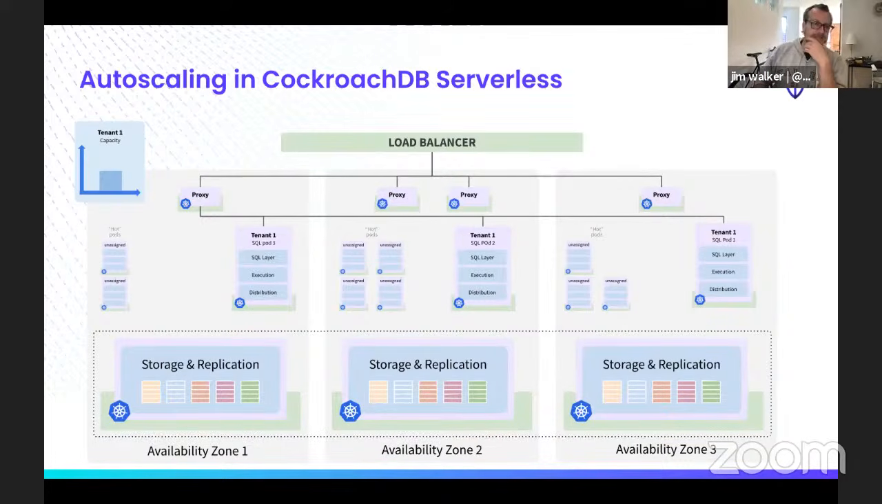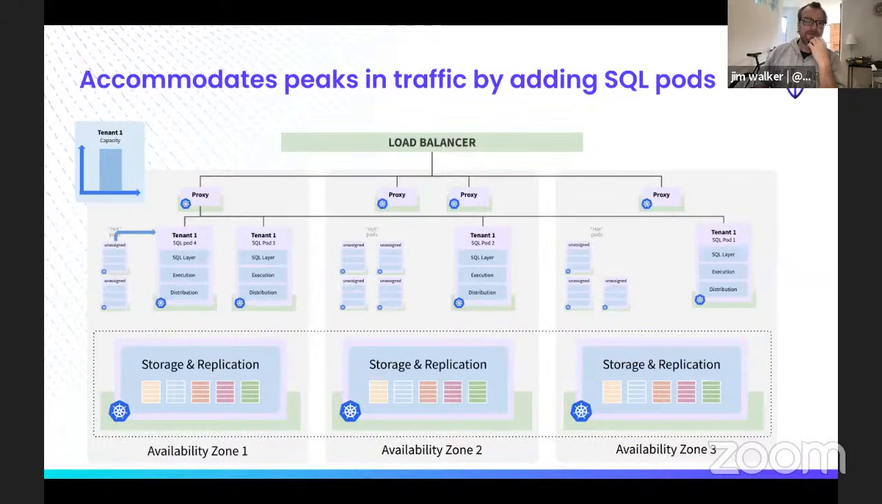So here we have our steady state capacity. It's kind of in the middle. It's requiring 3 SQL pods here to service this traffic. And so at some point there's an increase in traffic. So over the past 5 minutes, we've had this massive increase. So here we are, we're going to take one of these unassigned pods over on the left-hand side in AZ1, and we're going to assign it to tenant 1. We're going to call it SQL pod 4. So now I've increased capacity, right?